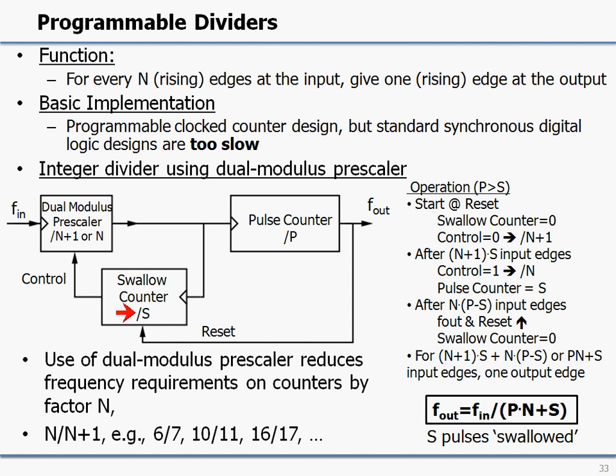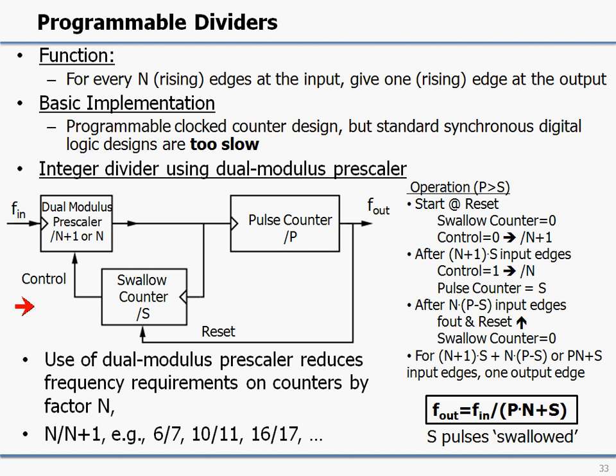If we now look at the presence of the swallow counter, what the swallow counter will do is that for S cycles out of the P cycles, it will actually force the dual modulus prescaler to divide by N plus 1. So since we do this for S cycles, it results in swallowing S additional cycles of the input frequency, and so we get a division ratio which is now P times N plus S. With the appropriate choices of P, S, and N, we can actually cover typically the numbers we need in terms of what the specifications are for the divider ratio.